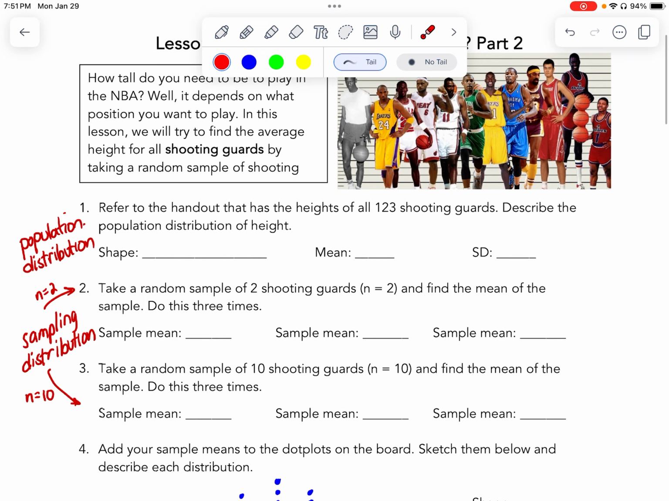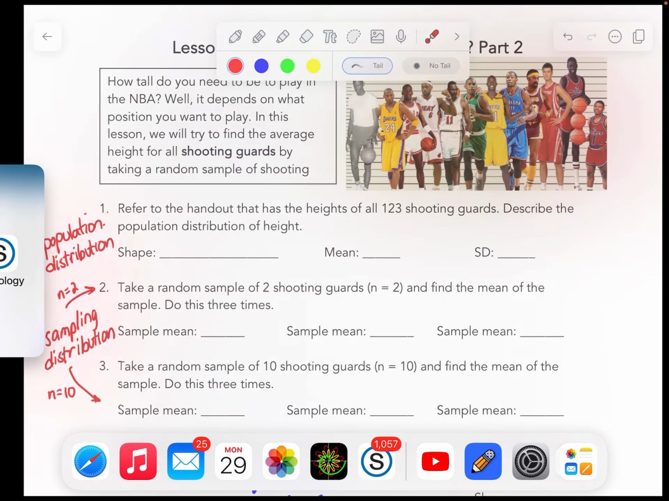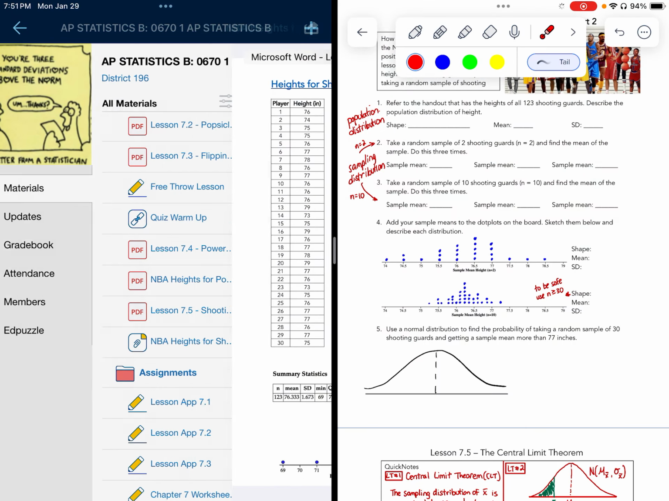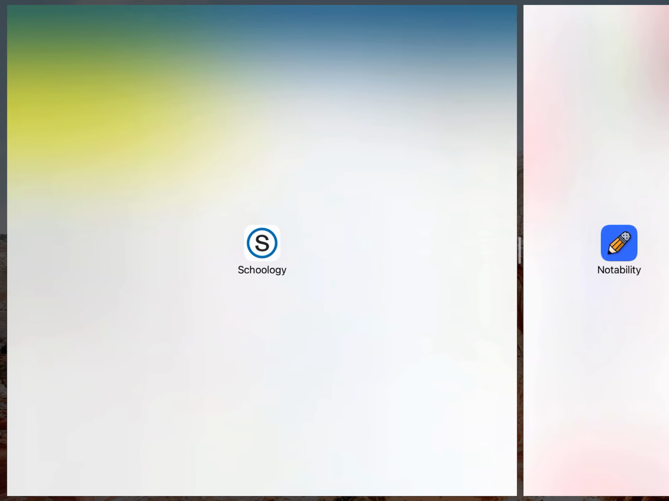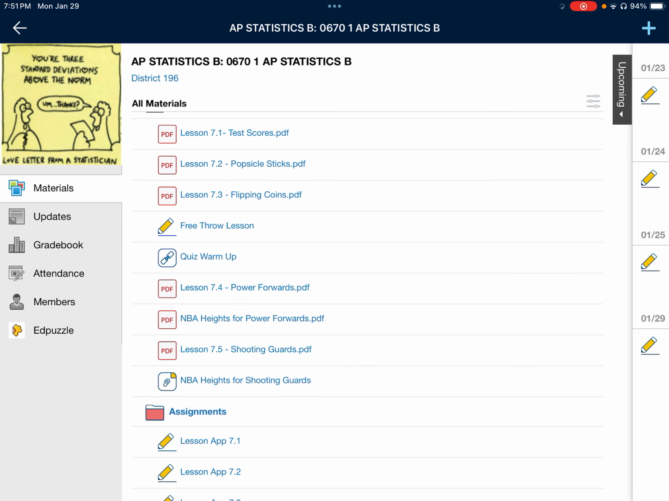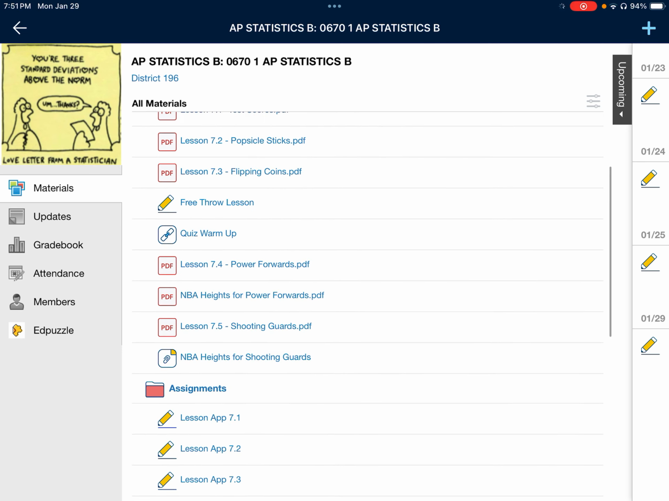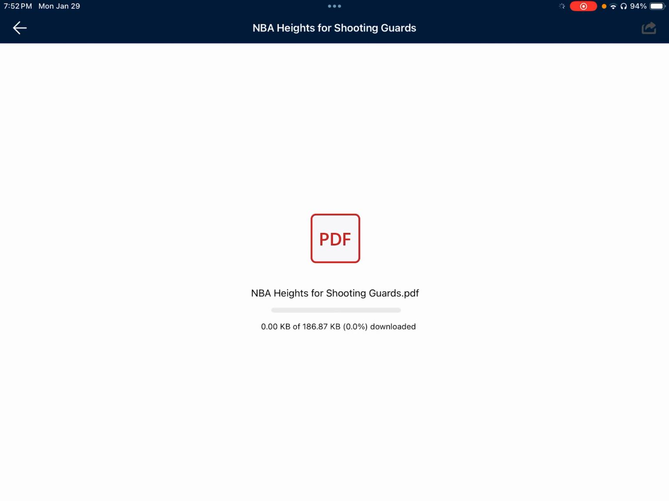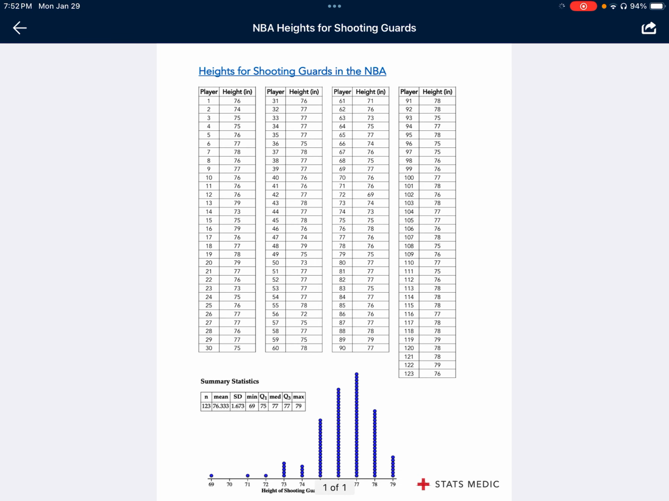And as yesterday, if you go to Schoology, you will see here there's your lesson, and then underneath it, on the bottom of the lessons folder, you see the NBA heights for shooting guards. If you open that up, that pretty much answers question number 1. It says refer to this handout and describe the population distribution.